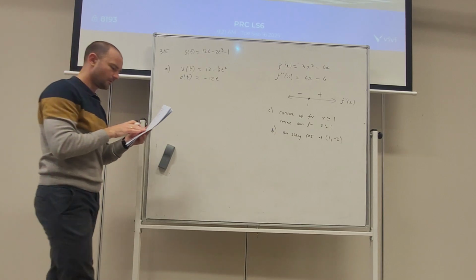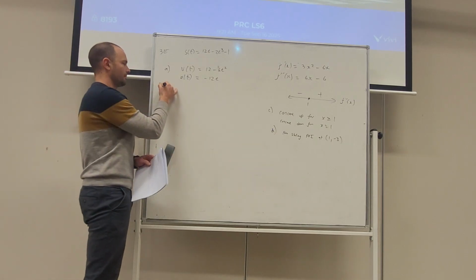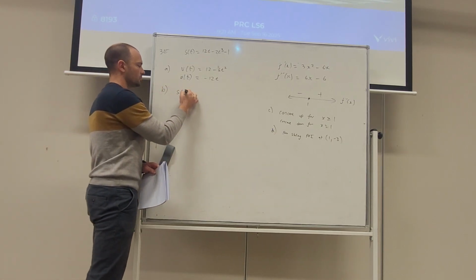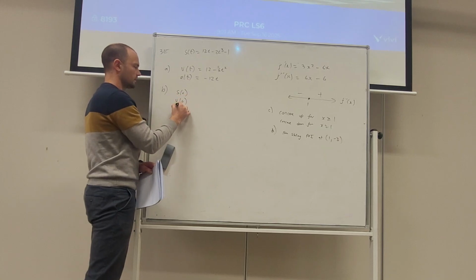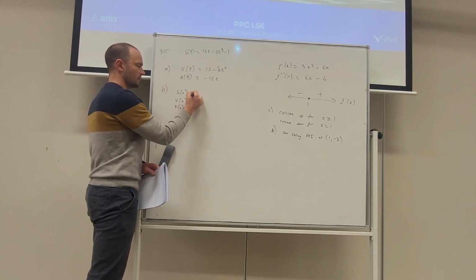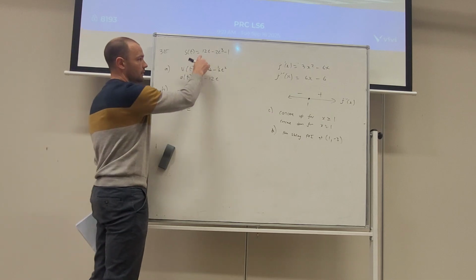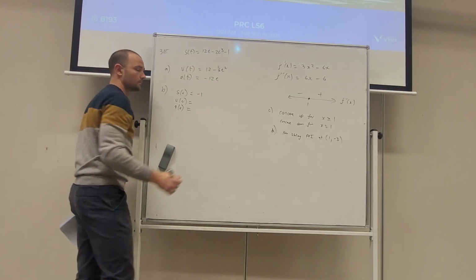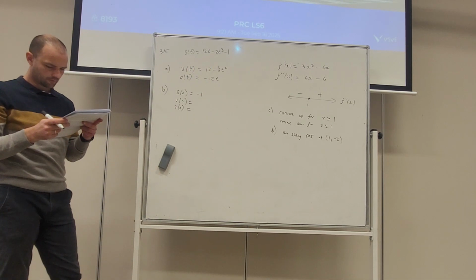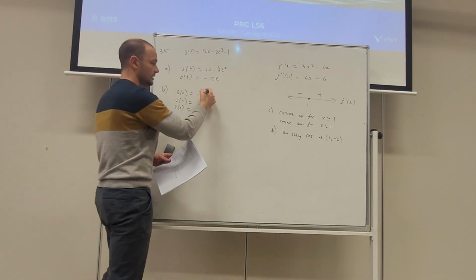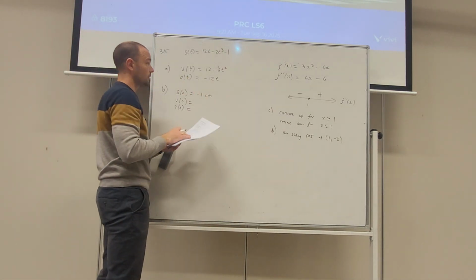Okay, part B says find the initial conditions and interpret their meaning. This means what's the initial displacement, what's the initial velocity, and what's the initial acceleration. When we put the number 0 into this equation, we'll have minus 1. The units here are centimetres. So initially it is 1 centimetre to the left of the point of origin.